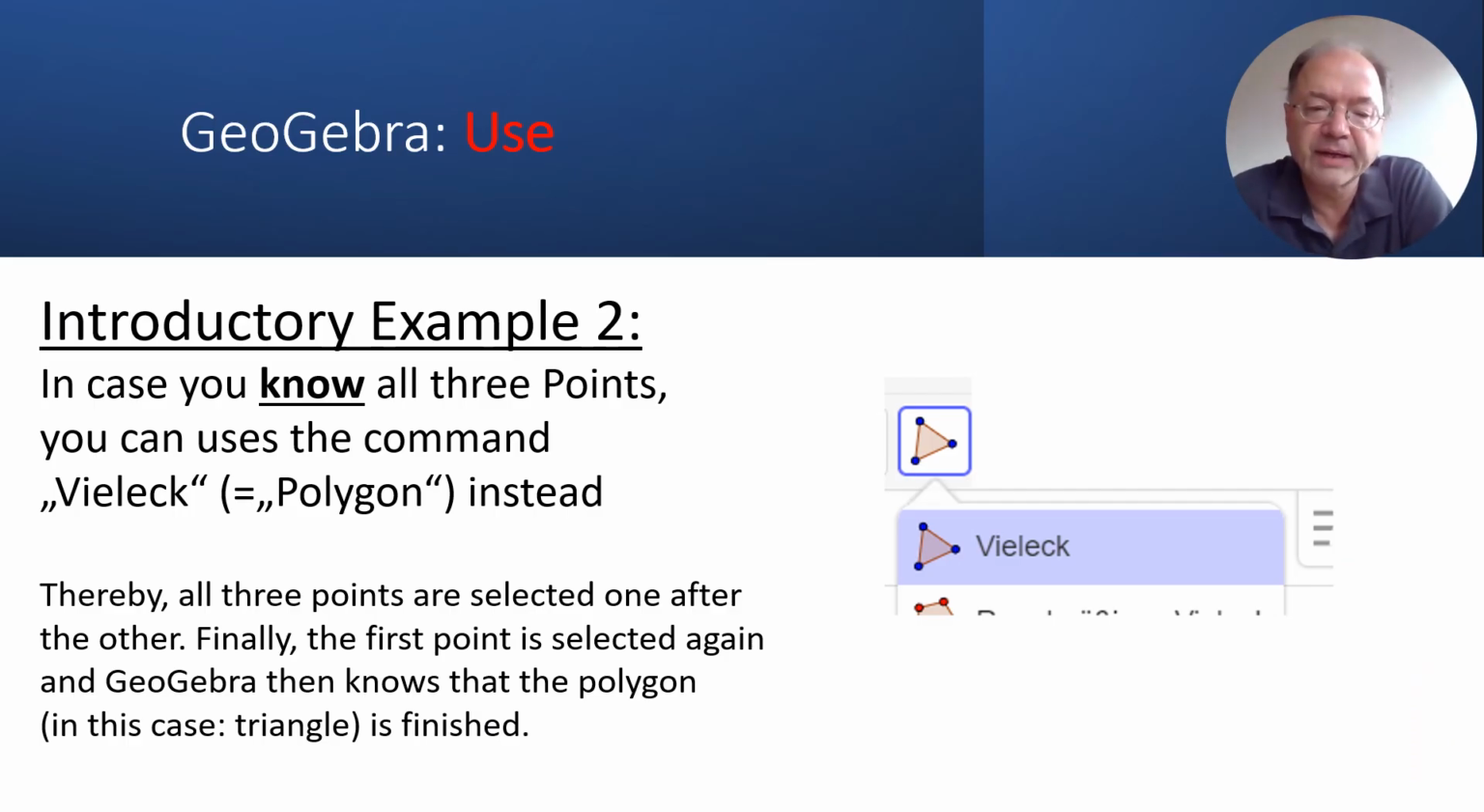Another introductory example. In case you know all 3 points, you can use the command Vieleck in German, or polygon in English, instead. Thereby all 3 points are selected one after another. Finally, the first point is selected again and GeoGebra then knows that the polygon, in this case a triangle, is finished. Somehow they need to know when the polygon is finished, therefore it is arranged in this way.